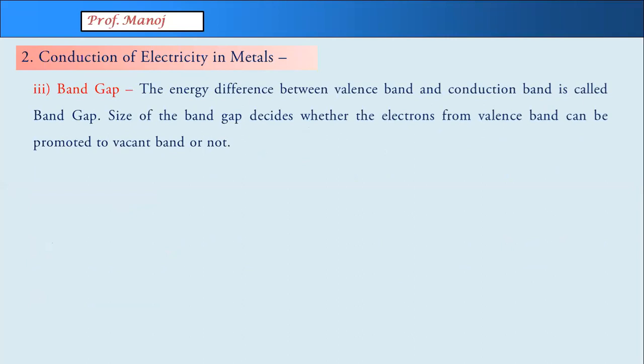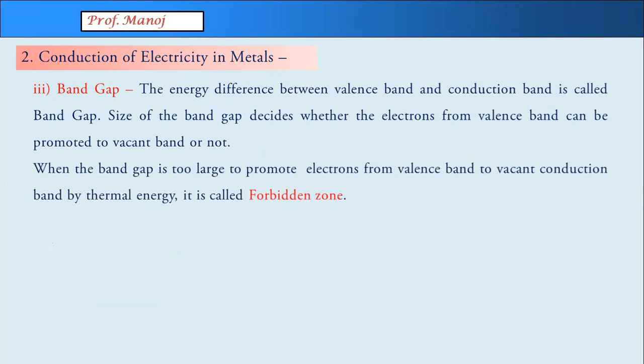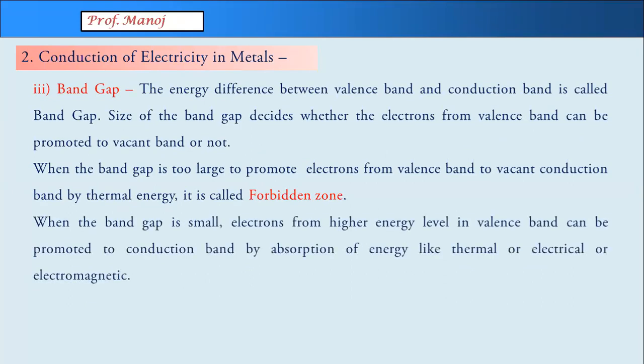The energy difference between the valence band and the conduction band is called the band gap. The size of the band gap, that is, the energy difference, decides whether electrons will be promoted from the valence band to the conduction band or not. If the band gap is too large, then promotion becomes impossible. That is called the forbidden zone. If the band gap is small, electrons can be promoted just by supplying electricity, thermal energy or radiation.